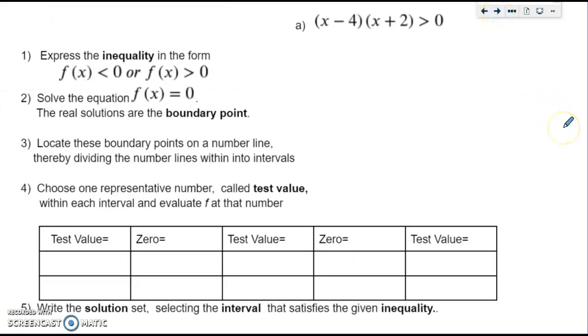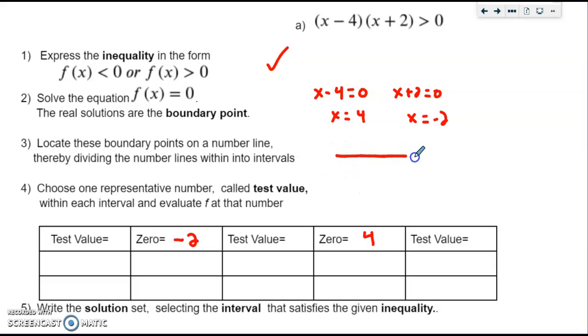This one's already factored out, so in this case, the first step is already done. We already have one side being 0. So we have x minus 4 times x plus 2 is greater than 0. The next thing we have to do is solve the inequality. It's already factored out, so all we have to do is set x minus 4 equal to 0 and x plus 2 equal to 0. And so what we see is that our zeros are 4, and also negative 2. So I'm going to put negative 2 as one of the zeros and 4 as the other.